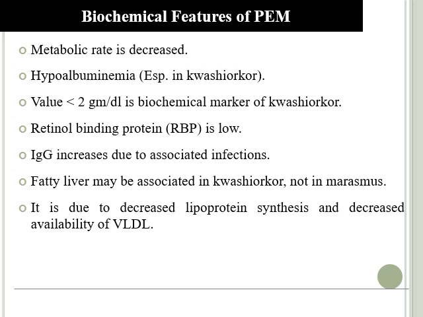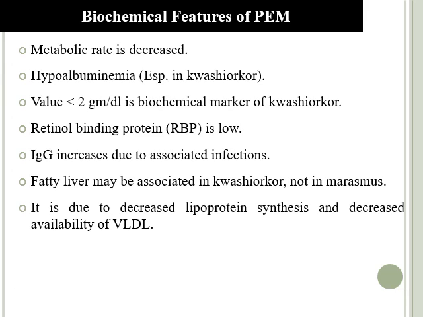So the biochemical features of protein energy malnutrition. What all metabolic profiles will be affected? Metabolic rate is decreased because there is no energy at all. Then hypoalbuminemia. Especially in Kwashiorkor, there will be edema because of the hypoalbuminemia. Usually the albumin level will be less than 2 gram per deciliter. The normal level of serum albumin is 2.5 to 3.5 gram per deciliter.